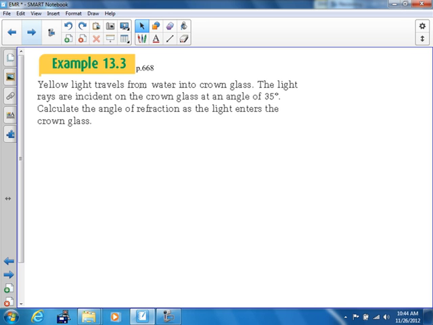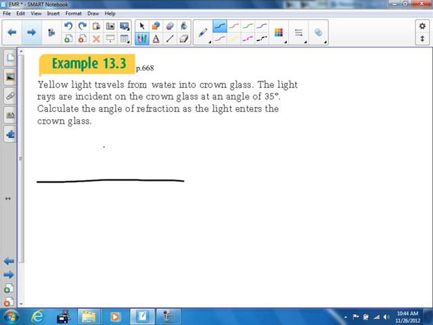Sometimes in these questions, it's useful to draw a picture. We don't have to always, but sometimes it can be useful. It's going from water, so this is going to be our first medium, water, and then we have crown glass as our second medium. The light is incident at 35 degrees, and it's going into crown glass. Do you think it's going to speed up or slow down as it goes into crown glass?